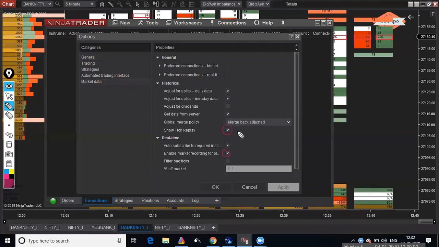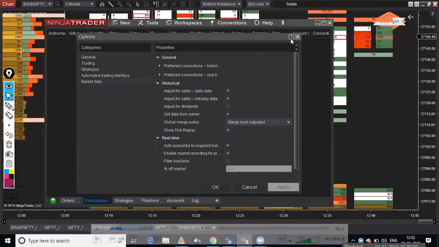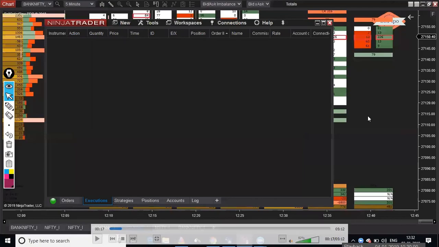This feature is not there in NT7 because NT7 doesn't store bid and ask prices, whereas NT8 stores the bid and ask prices. So you can exactly replay the market information, whereas NT7 doesn't. Since NT8 stores the bid and ask data points, you can simulate the market scenarios exactly, how the market moved, and move at the same pace. Okay, so once this setup is over, come back to the charts.